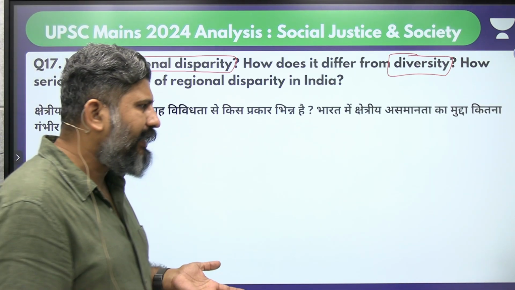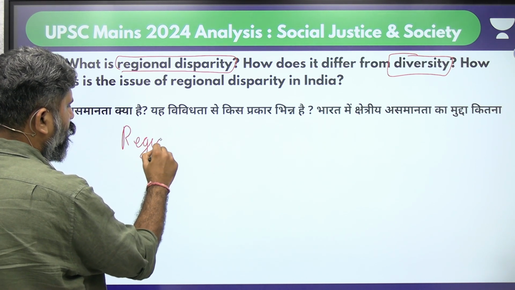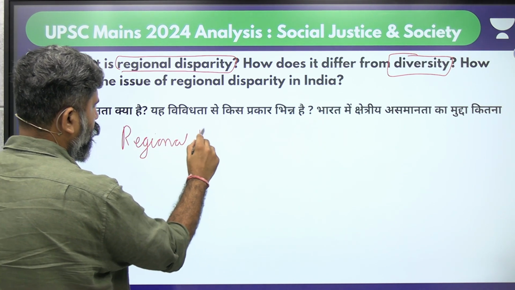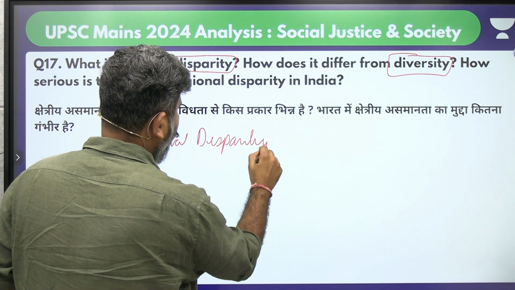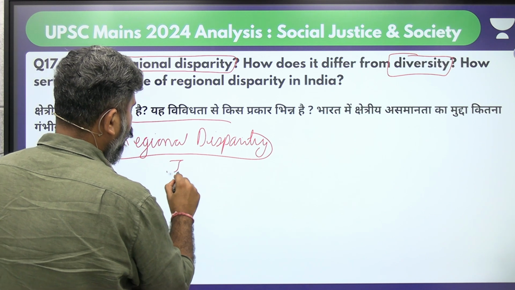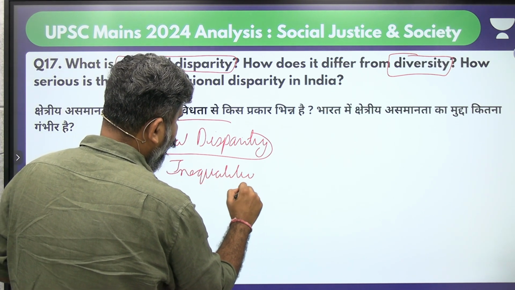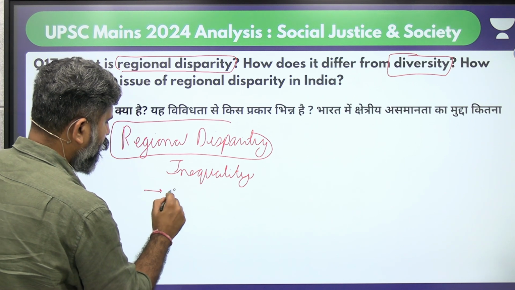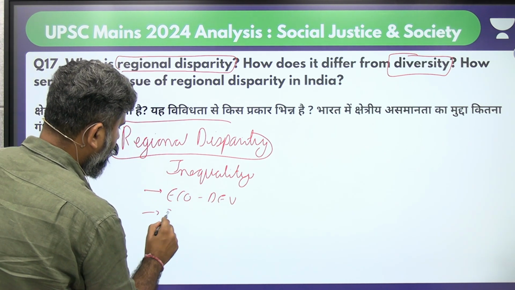Now, regional disparity, if you first try to define it, it can be simply looked at as what? As regional inequality. Regional inequality in terms of what? Economic development. In terms of what?